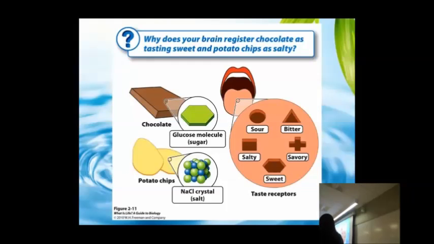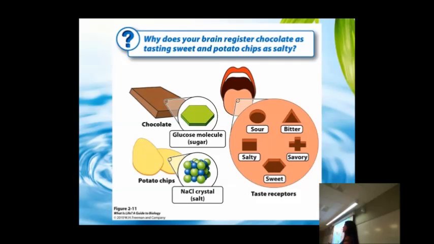Here we see our brain, and whenever you're eating something that really tastes good, whether you're a sweet person or a salty person, if you like things that are sweet, then this glucose molecule that we have right here is going to fit into the sweet taste receptors. Or if you're a big salty person and you love potato chips or pretzels, you have this crystal of salt that's going to fit into the salty taste receptor.